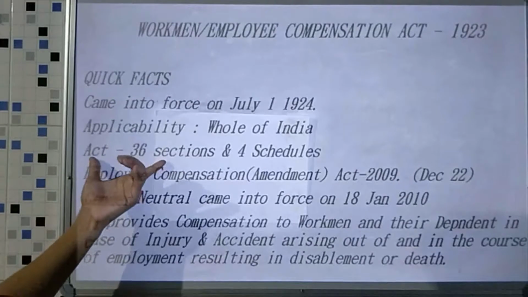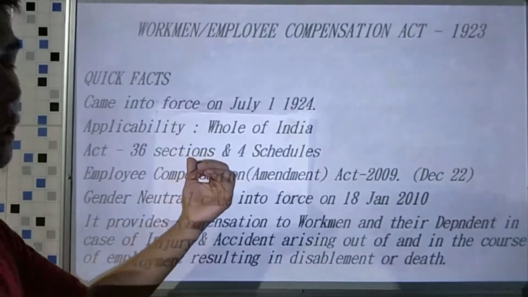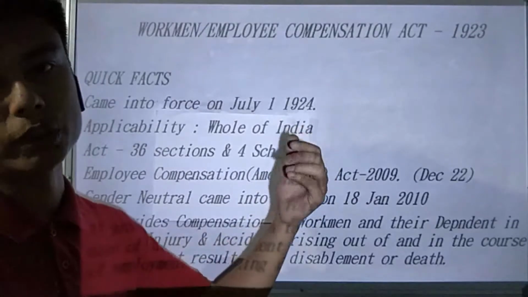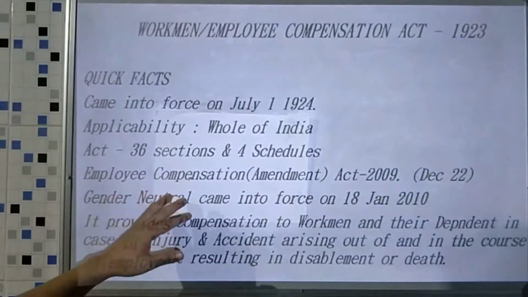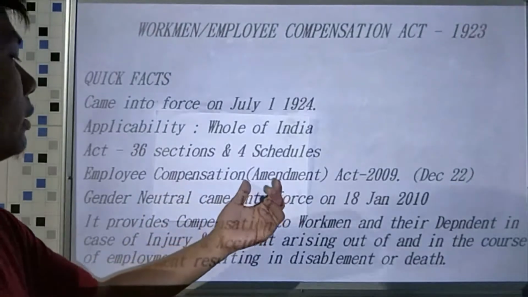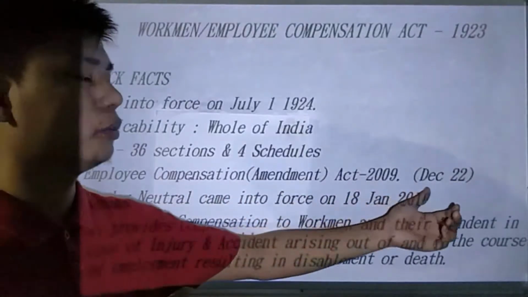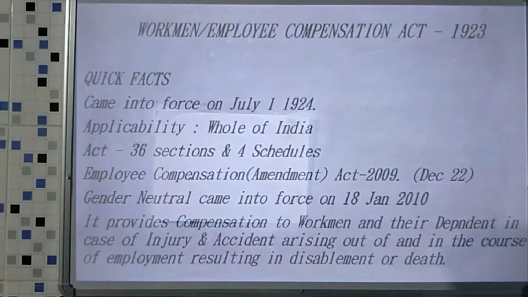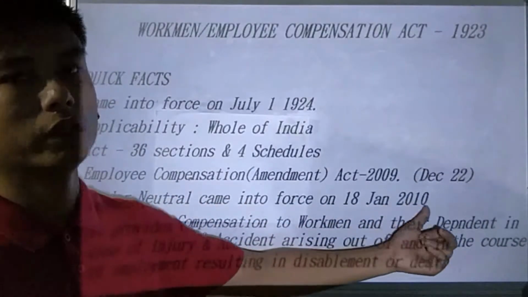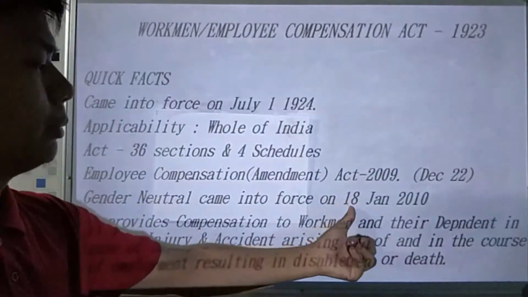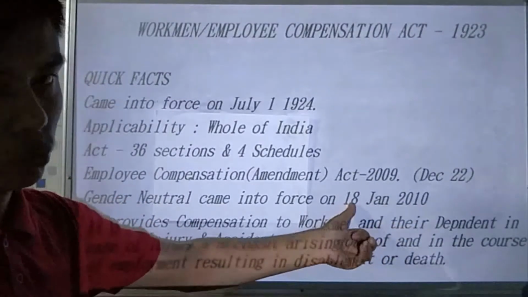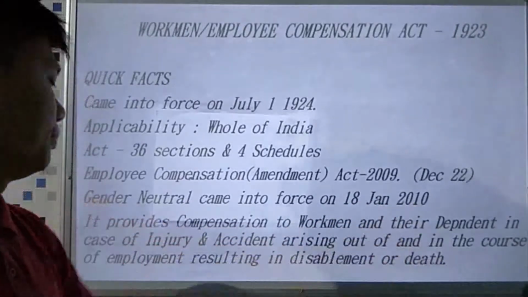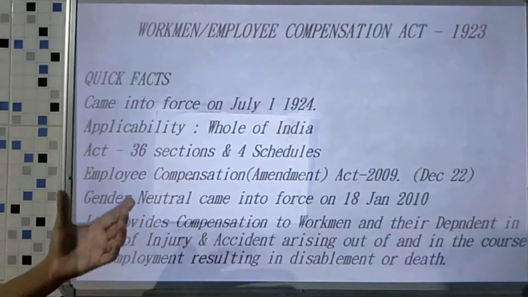This act has 36 sections, 4 schedules, and 4 chapters. Now, the Employee Compensation Amendment Act 2009 was passed on December 22, and it came into force on 18 January 2010. I'm a bit confused about the date, since in some book I found 9th January. So please confirm it once. I'm sorry.